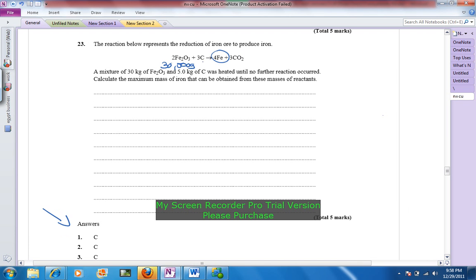I don't know why they want us to work with the grams. And how much carbon is 5 kilograms, which is 5,000. And you want to find out the number of moles. Just pick one, whichever one. So say, for example, if we had 30,000 grams of Fe2O3, how much carbon would we need? So you find out the number of moles again. So 30,000 divided by the molar mass of this one, which is 2 times 55.85 plus 3 times 16, which is 159.7.